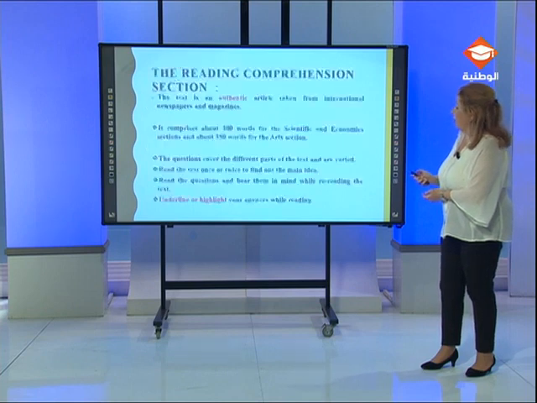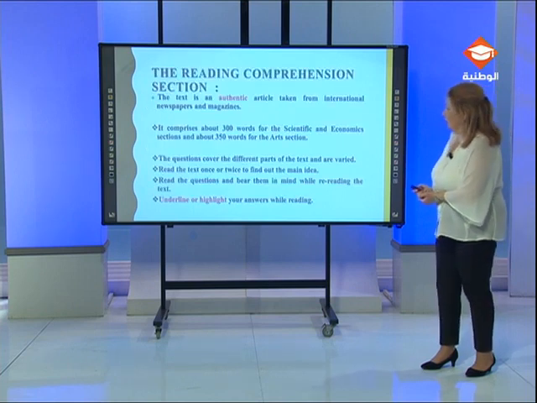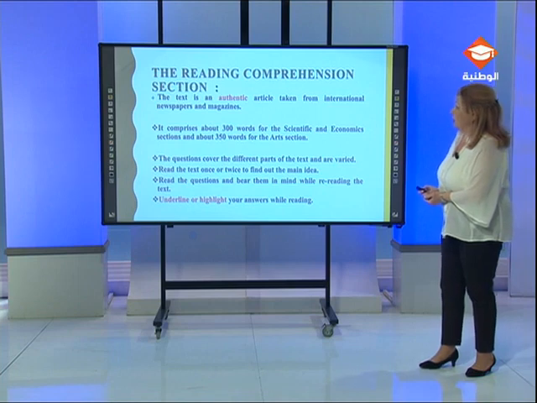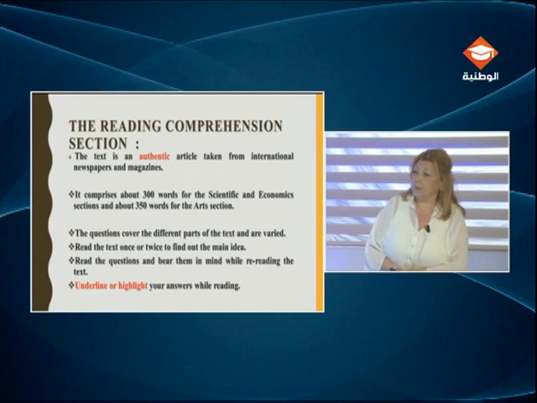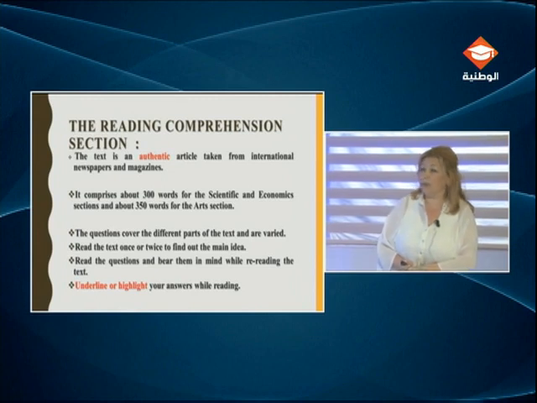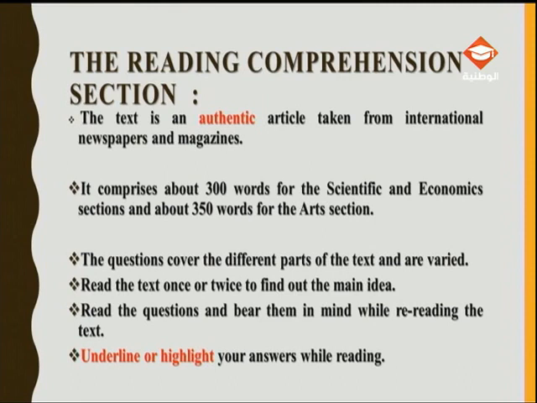We begin with the reading comprehension section. The text is an authentic article taken from international newspapers and magazines. It usually comprises about 300 words for the scientific and economics sections and about 350 words for the arts section. The questions cover the different parts of the text and are varied.